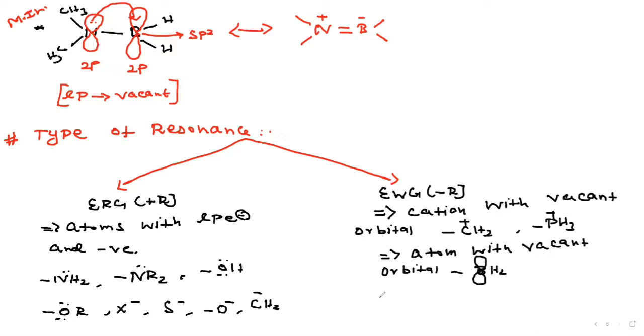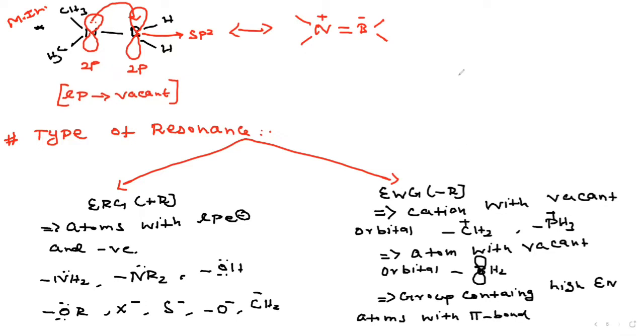And the third and final one, very important: the group containing high electronegativity atoms with a pi bond. I give the example on this slide. Please note the example. What is the example for this one? Third condition: C double bond O, right? Next example, C triple bond N, okay, and N double bond O.